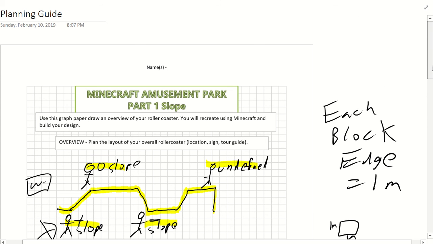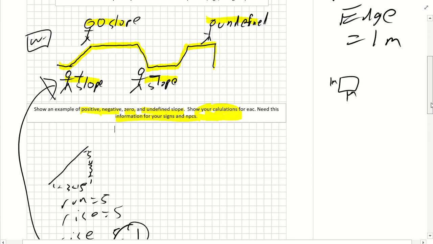Another thing I need you guys to do is you have to get one other student or one other group to look at your plans before you bring it to me, and I give you the thumbs up. So hopefully that makes sense on your planning guide.